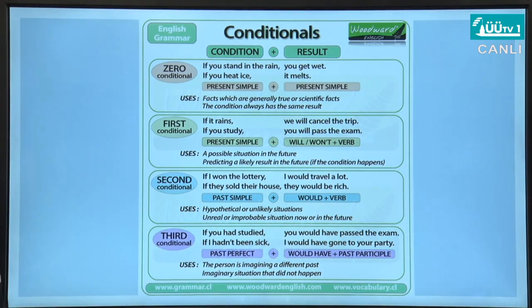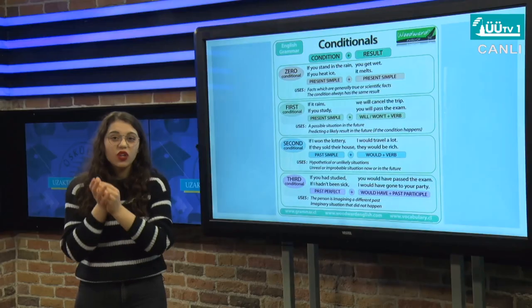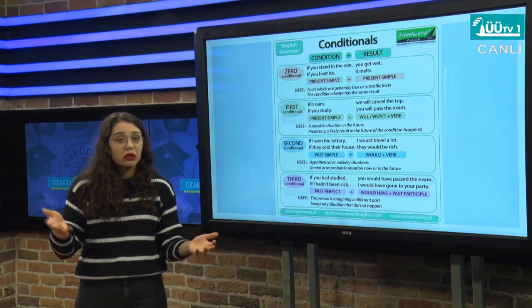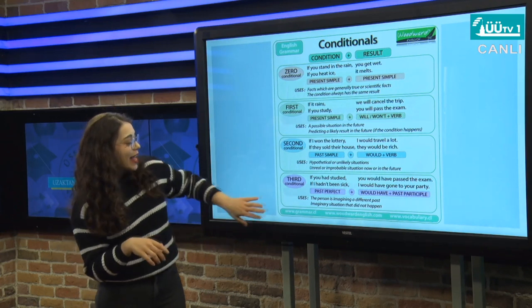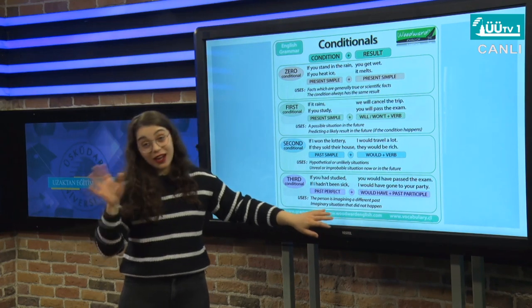And the last thing that we have covered, the third conditional. The third conditional is when you're imagining a different past. You're wishing that something didn't happen, but it happened. You're just wishing that it happened. And you're talking about an imaginary situation that did not happen.